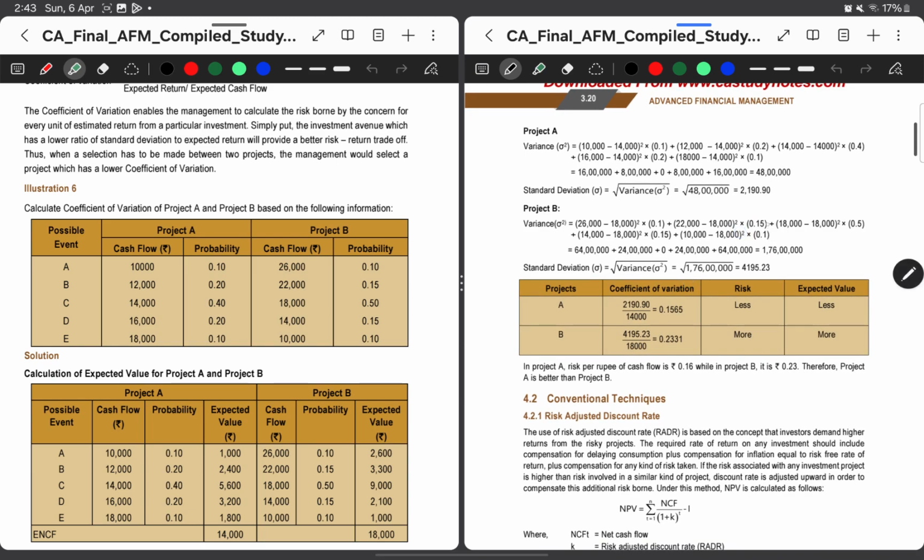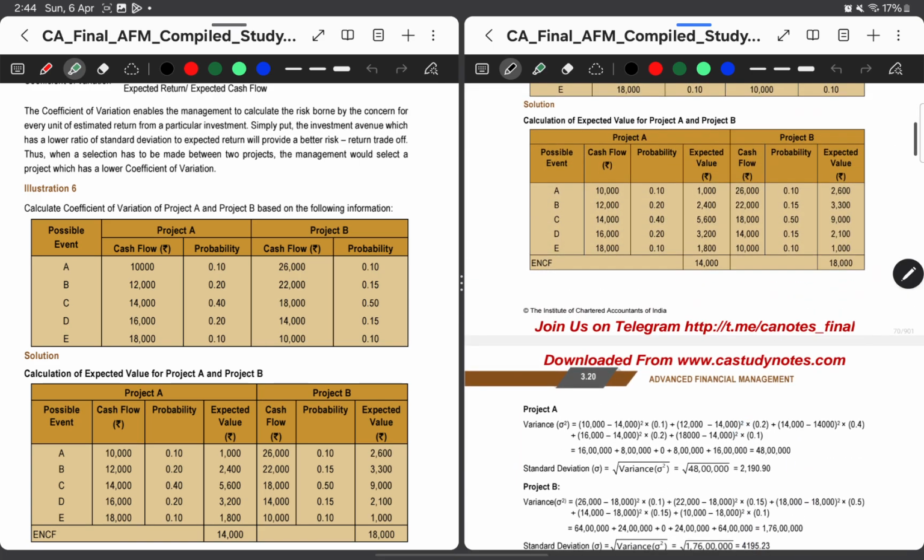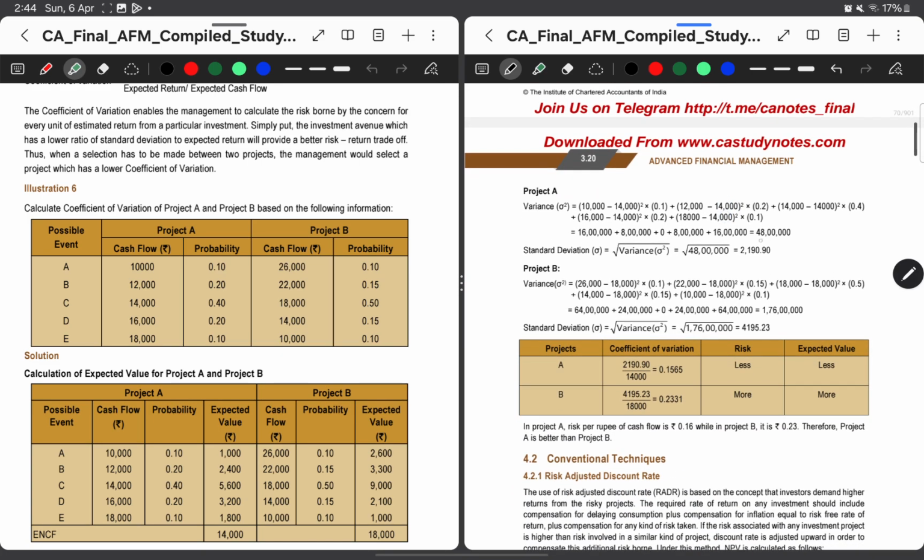for the two projects, as we can see, the standard deviation is coming up to 2190 for project A and 4195 for project B. So the coefficient of variation is nothing but the standard deviation of a project divided by the expected cash flow of that particular project. In project A, we have an expected net cash flow of 14,000 and in project B it is 18,000. So the standard deviation divided by the expected net cash flow gives a coefficient of variation of 0.1565 in case of project A and 0.2331 in case of project B.